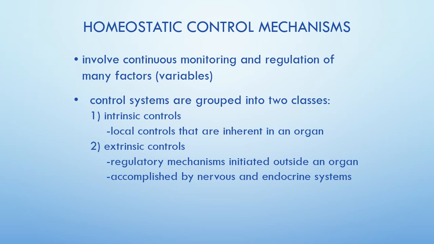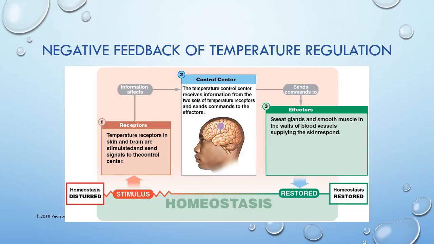And then we have extrinsic controls. Extrinsic controls are where we have kind of distant processing going on. So something starts to happen out in a faraway organ. It sends signals back towards the nervous system or the endocrine system, and we send out signals either through the nervous or the endocrine system to correct it. And so it's kind of outside of the normal organs that we have there.